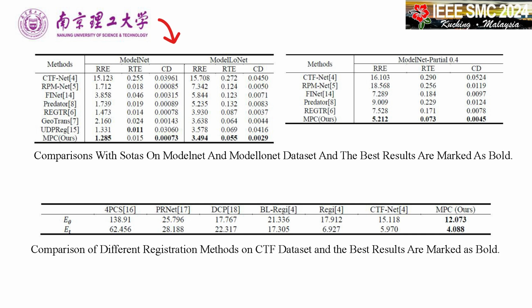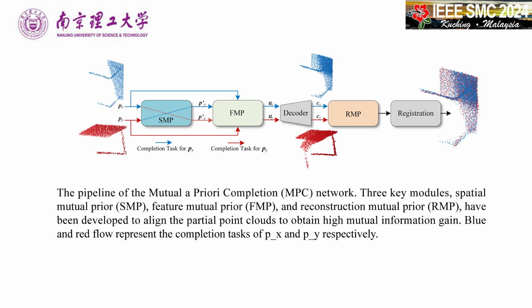Furthermore, MPC achieves competitive performance on Modelnet and Modellinet, achieving the best results in 5 out of 6 test cases. On the challenging CTF dataset, the proposed MPC method also achieves very competitive performance. Specifically, compared to traditional completion-assisted registration methods, it reduces the previous best rotational error by 20.1% and the previous best translational error by 31.5%.